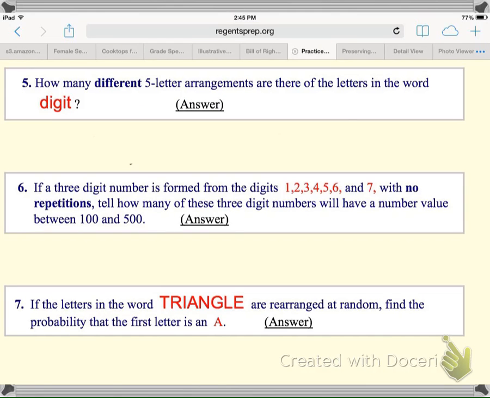This next one says, if the letters in the word triangle are rearranged at random, find the probability that the first letter is an A. Go ahead and pause, Lauren. Give people a chance to work on that.